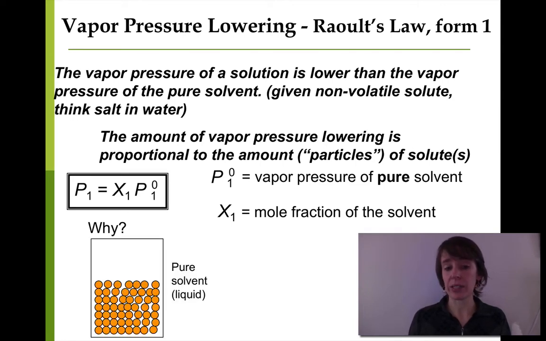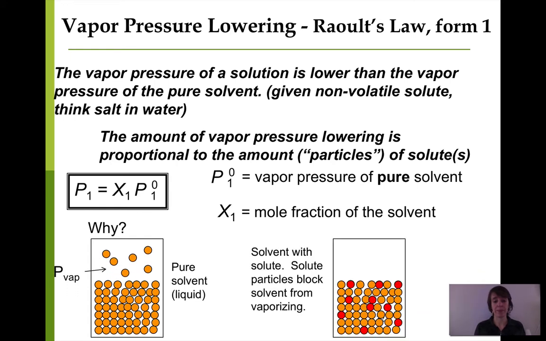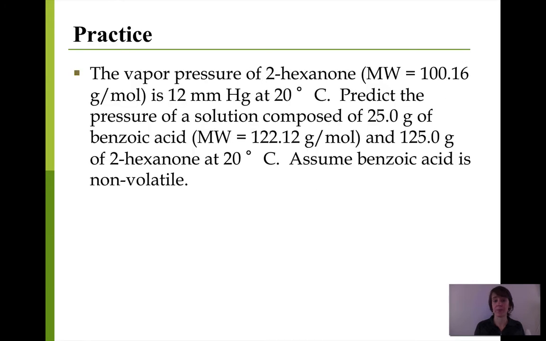Let's think about it visually. If we have a pure solvent, it gives off some amount of vapor pressure. If we have some solute there, represented by the red circles, then those solute particles are blocking the solvent from entering the vapor phase. They're covering some amount of the surface area of the liquid, and that prevents complete vaporization, or at least vaporization to the extent that would be observed with the pure phase. So we get lower vapor pressure with a solution.